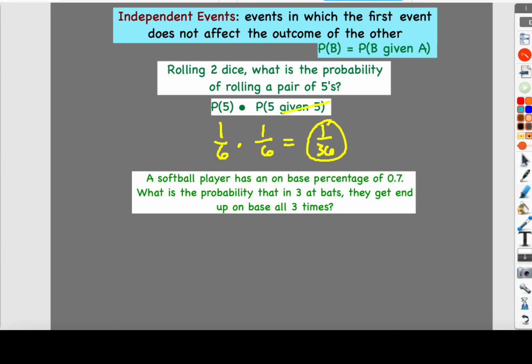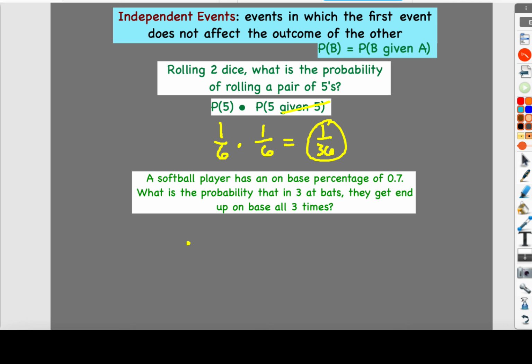Another way to think of it, again, in softball, your first at bat and your second at bat really shouldn't affect each other, right? A good player doesn't think about their last at bat. So a softball player has a 0.7 on base percentage. They get on base about 0.7 or 70% of the time. What's the probability that in 3 at bats they get on base all 3 times?